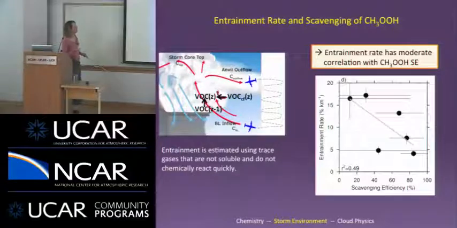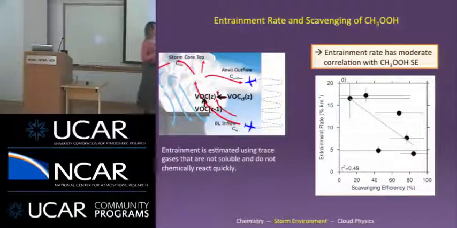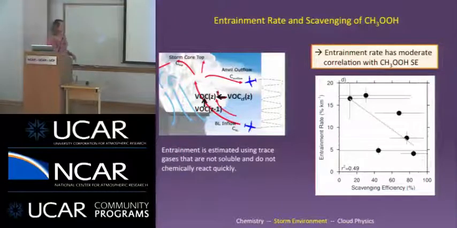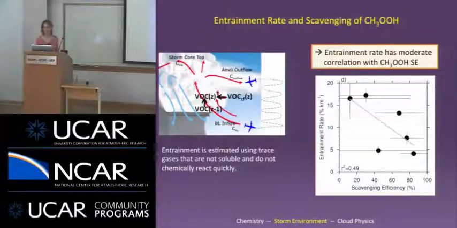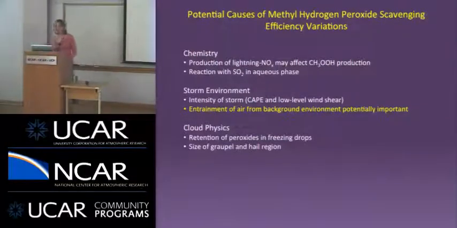So the other thing I wanted to look at was the entrainment rate, because I noticed how much the entrainment rate varied among these different storms. And what I did find is that there is a moderate correlation between the entrainment rate and the scavenging efficiency. So that means that we're entraining in lower mixing ratios from the free troposphere into our storm, making it look like there's more removal of methyl hydrogen peroxide with higher entrainment rates than at the lower entrainment rates. So that suggests that entrainment of the background environment is potentially important to these scavenging efficiencies, but that correlation wasn't strong enough to say that's the only reason for causing the variation in scavenging efficiencies.